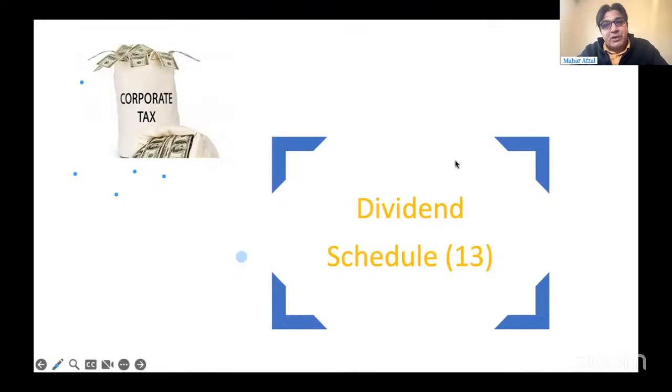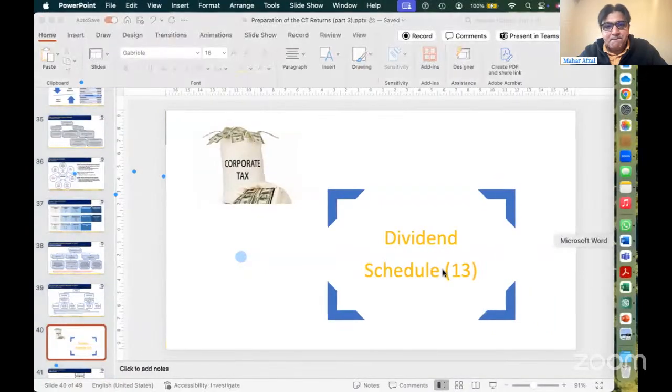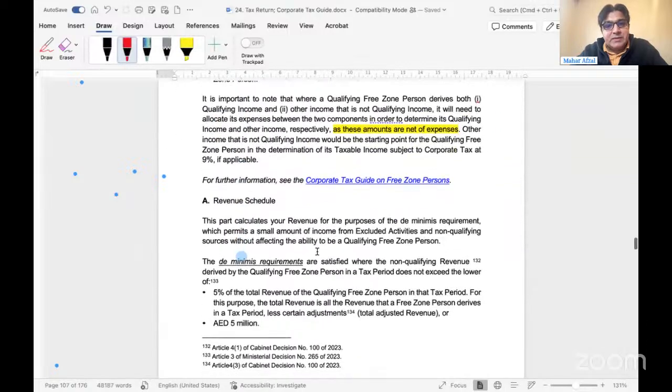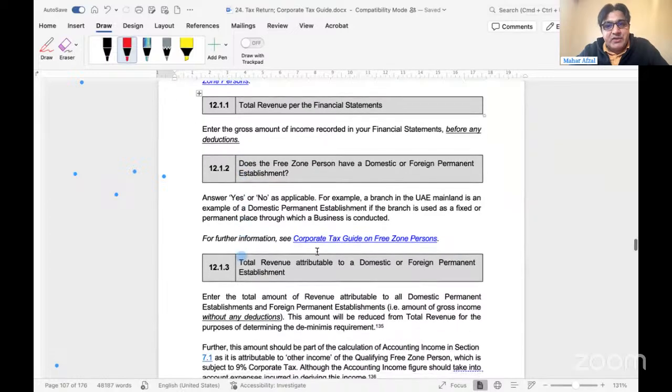Now let's go through the questions of the guide. Let's go together. These are the questions of the guide in the return. Tax revenue as per the financial statement, straightforward, you can take it.